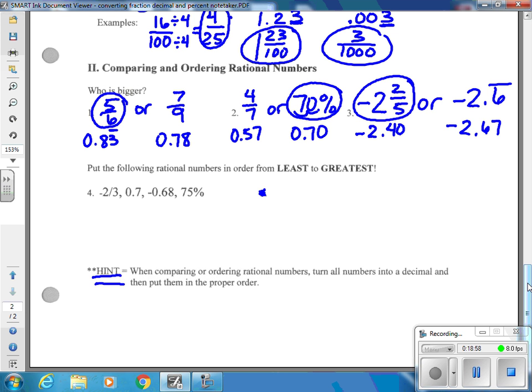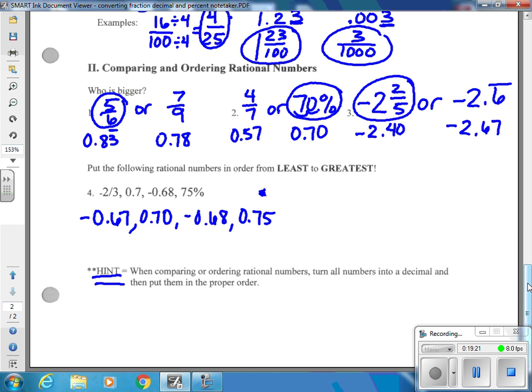Negative 2/3 turns into negative 0.67 roughly, because if you take negative 2 divided by 3, you get 0.6666. So it's about 67 cents. Then we have 0.7, which is about 70 cents. Make it look like money by putting 2 digits in there. The next one already looks like money, negative 0.68. And then the last one, 75%, is going to be 0.75.